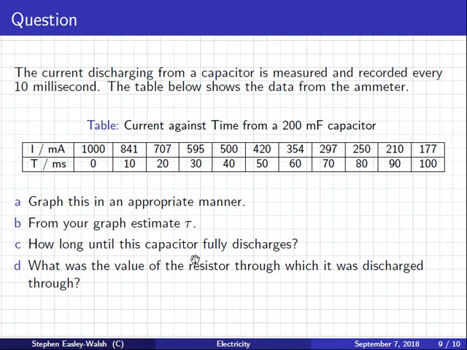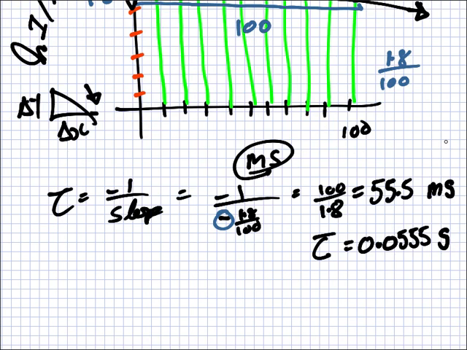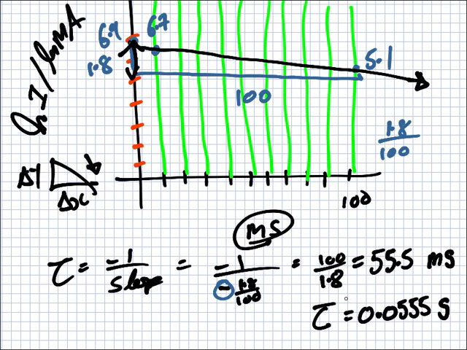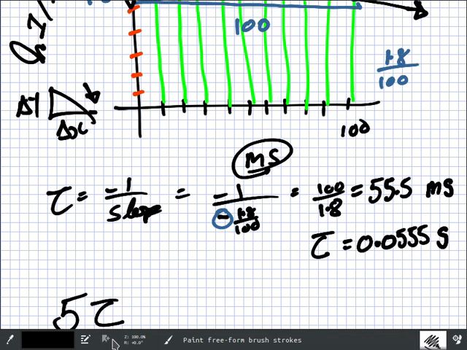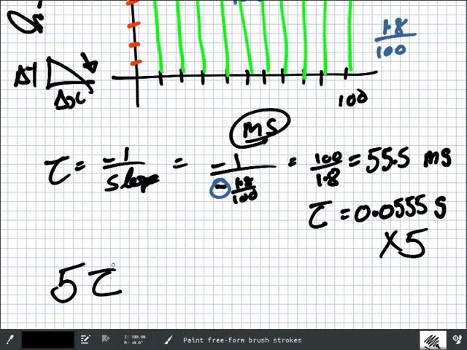How long until the capacitor fully discharges? That means how long until there's no current, until the current becomes 0. 0.05? No. Remember, I said it's 5 time constants. So you need to take this answer and multiply it by 5. What do you get? 0.2775. 0.2775 seconds.